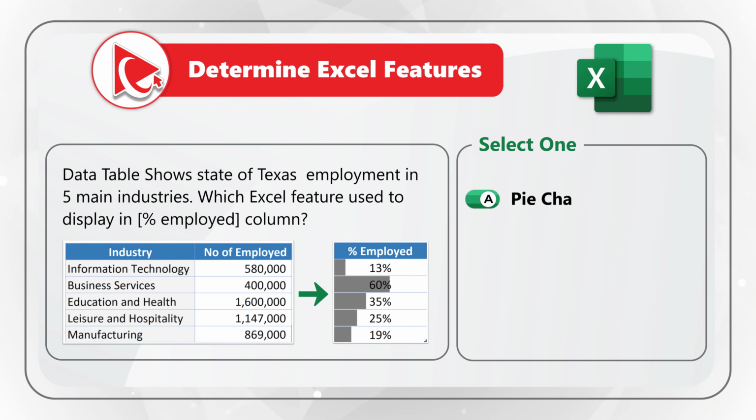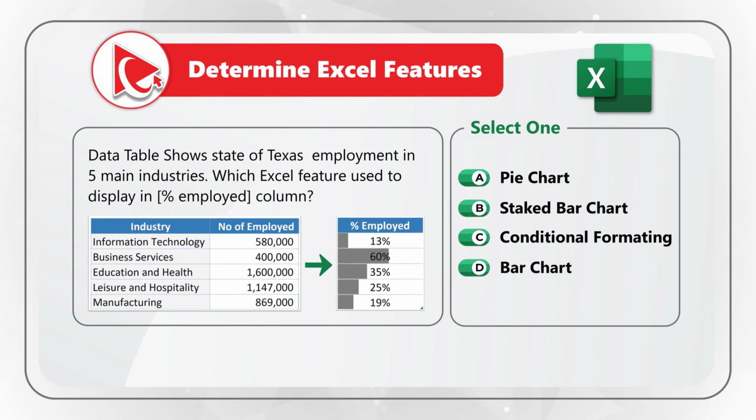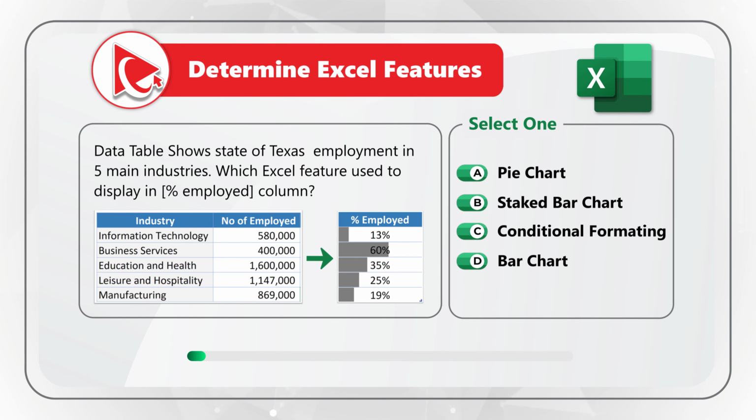Choice A, pie chart. Choice B, stacked bar chart. Choice C, advanced conditional formatting. And choice D, bar chart. Do you know the answer? Give yourself a little bit of time to see if you can come up with the solution. You typically get no more than 5 to 10 seconds to answer these types of questions on a test.